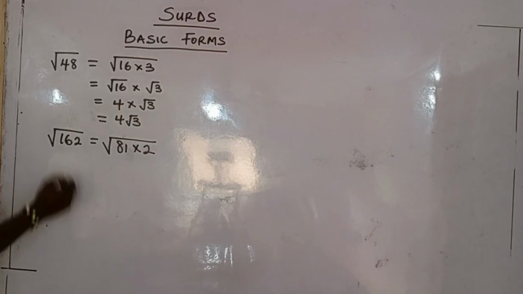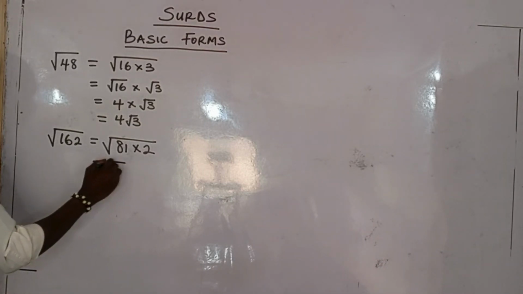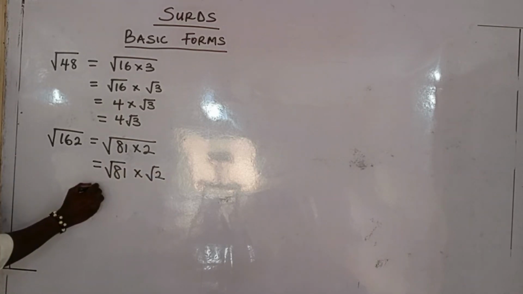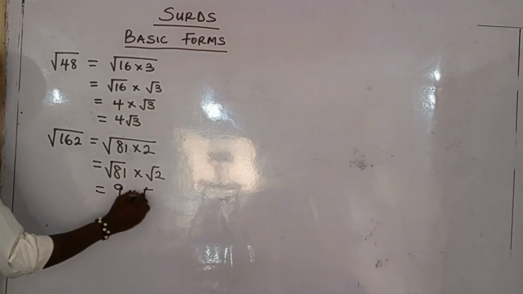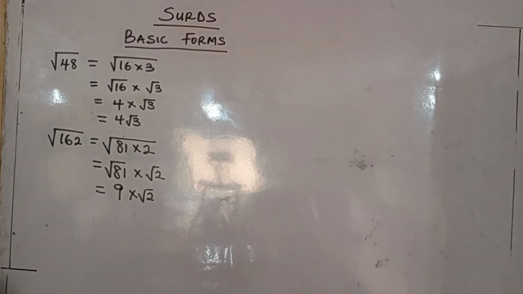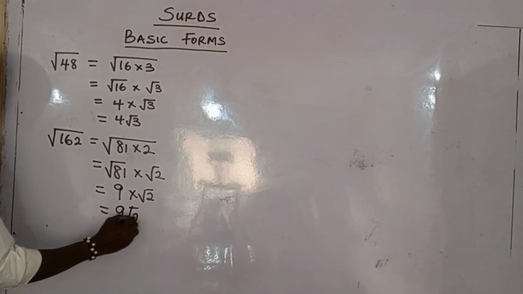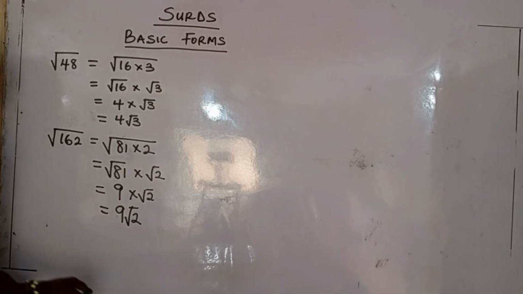If we still follow the first rule, we are going to have square root of 81 times square root of 2. Now, square root of 81 is 9. So we are going to have 9 times root of 2. Our 2 is not a perfect square. So our answer becomes 9 root 2. So this is how you solve questions in their basic form. Now, let's take a look at another one again.